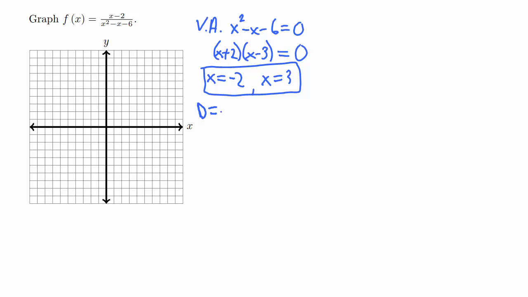Now we can write down the domain. It starts at negative infinity and continues until negative 2, union negative 2 to 3, union 3 to infinity.